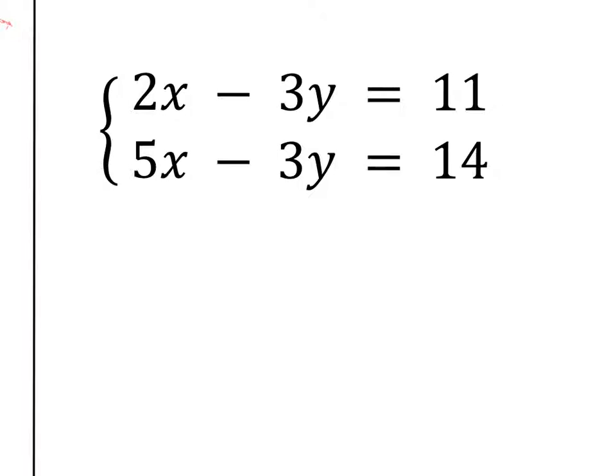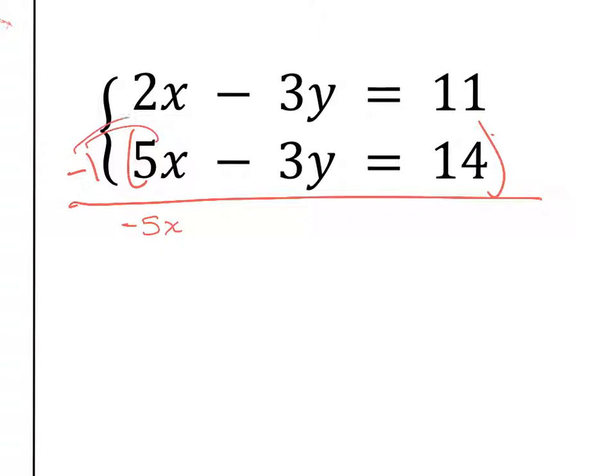Best thing to do, multiply one of these two equations by negative 1 so that it changes the sign, and now it's opposite. I'm going to choose the bottom one. You could have multiplied the top by negative 1 if you wanted to. That's fine, but I'm just going to do the bottom. That's going to give me negative 5x plus 3y is equal to, remember, you have to do it to everything. Don't forget that 14, negative 14.